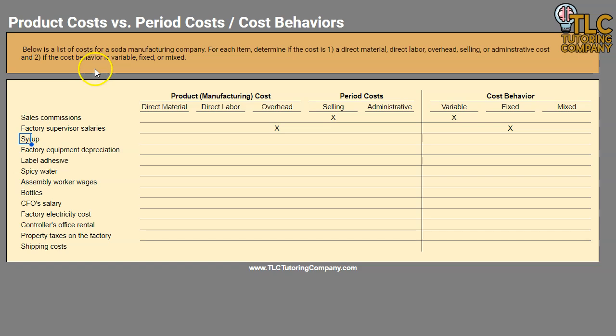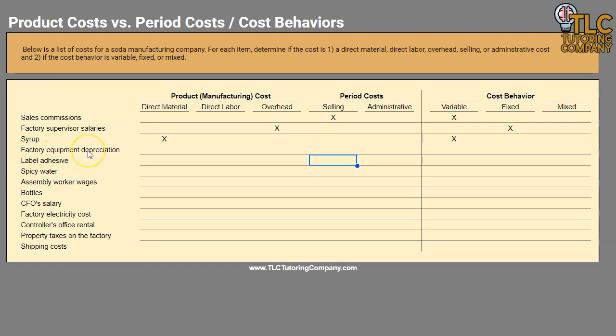Syrup. We are a soda manufacturing company, so the syrup that goes into each of these bottles is probably pretty easy to say. That could be directly traced. And also keep in mind, it's the syrup that's going into the product, so that is part of the manufacturing cost. We can automatically say, no period cost. It goes in here, and it is a direct material. Now, since we will use more syrup as we produce more, that would be a variable cost.